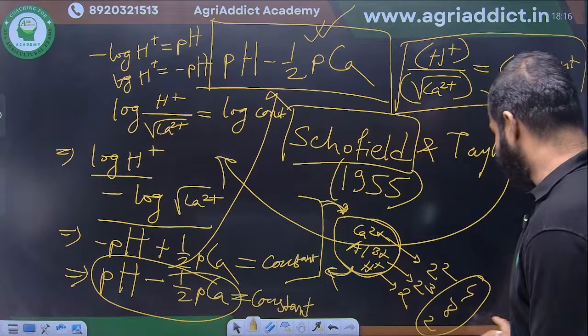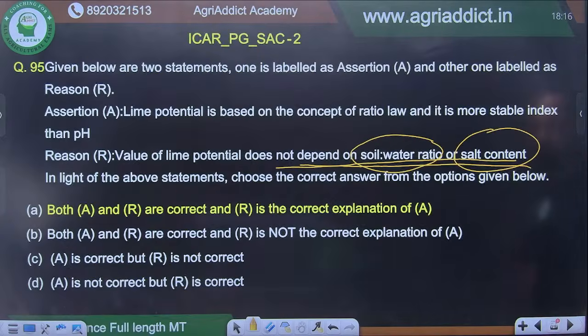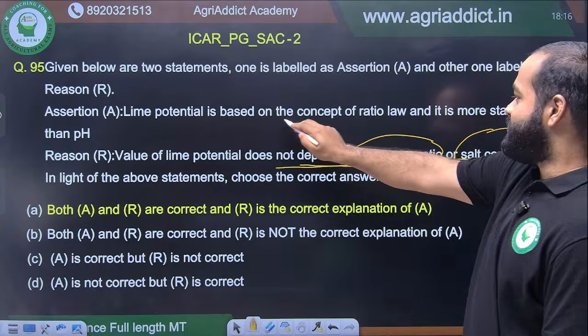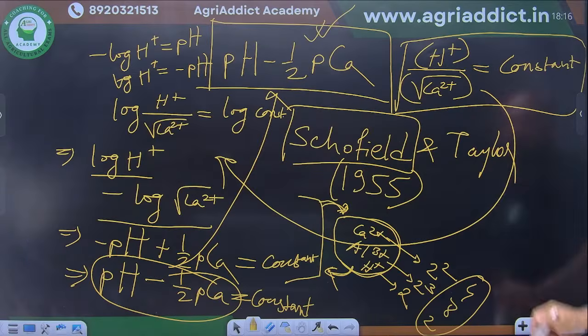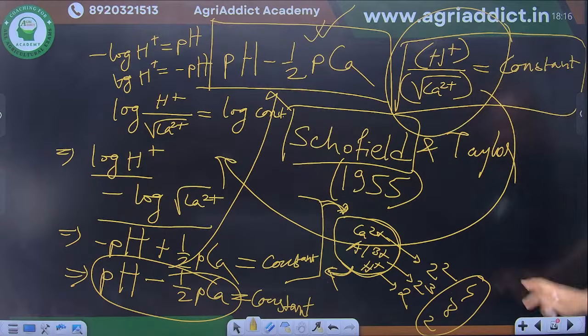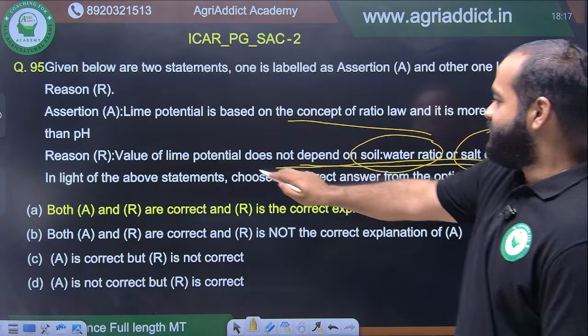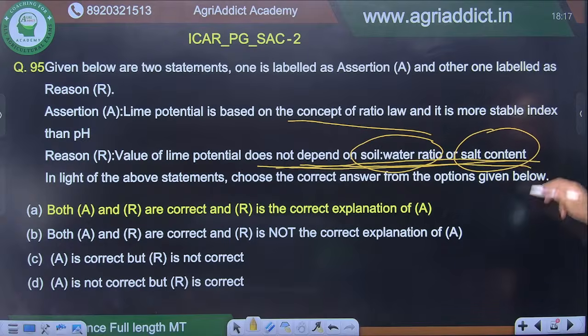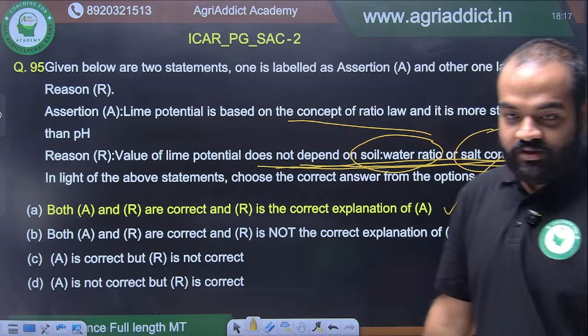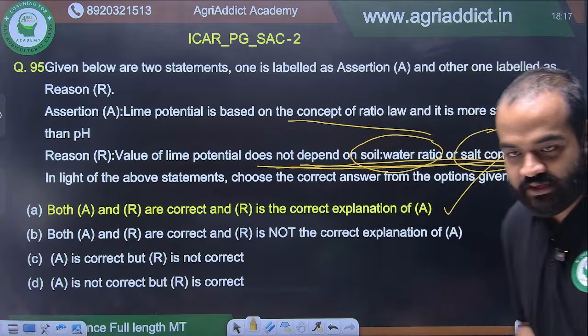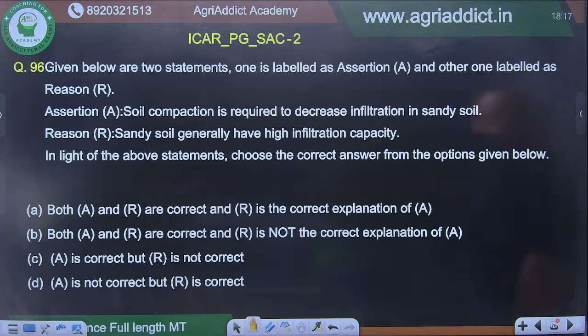All right. So lime potential is based on the concept of ratio law. I also said that. It is based on the concept of ratio law, and the value of lime potential does not depend. That is why both are correct. Right? Thank you so much. You have understood. Very nice.